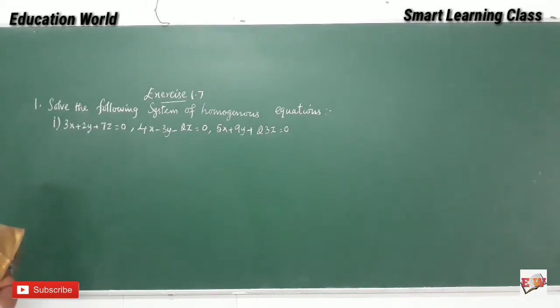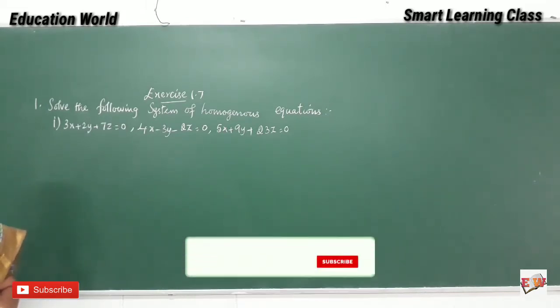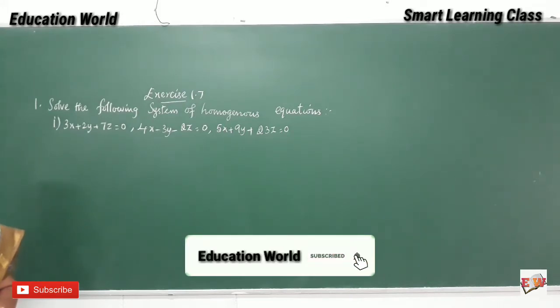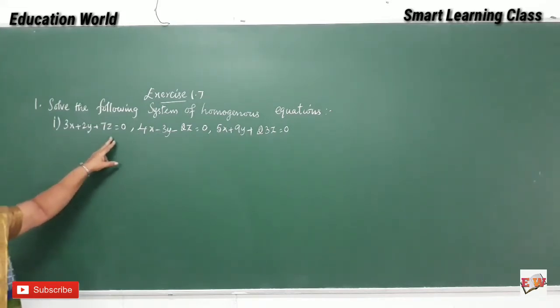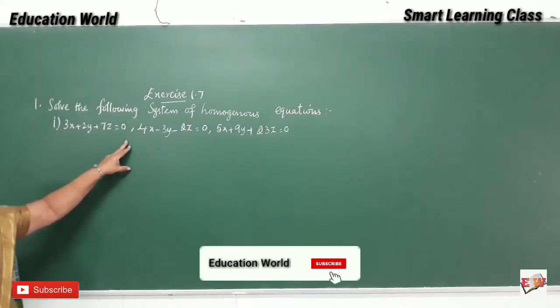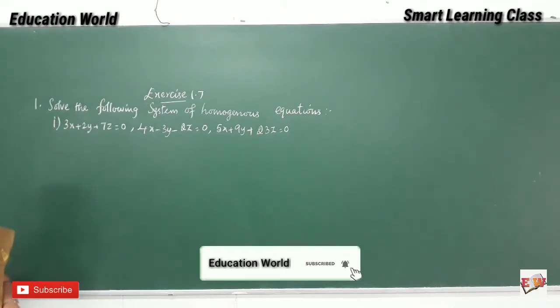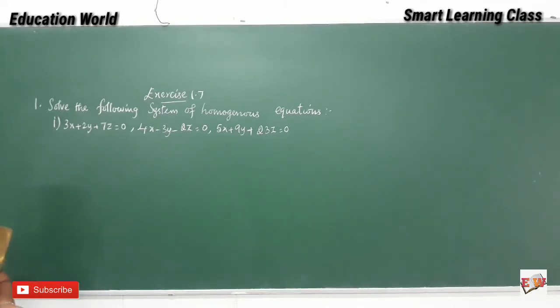Solve the following system of homogeneous equations. They have given us a homogeneous system to find the solution for the unknowns: 3x + 2y + 7z = 0, 4x - 3y - 2z = 0, 5x + 9y + 23z = 0. Here the number of unknowns is 3.